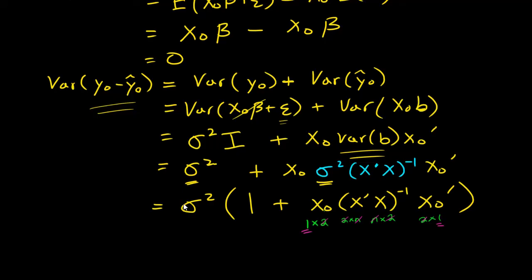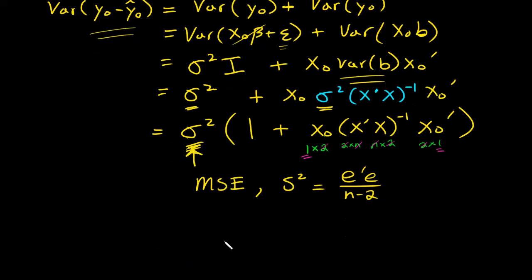Of course, this variance is not observed. We don't know sigma squared, the true model error variance. So a lot of times we'll use the mean squared error, which is s squared, the sum of our squared residuals, or e transpose times e, divided by n minus 2. Once you plug this in, we go from a normal distribution to a t-distribution. So now we're ready to write our 1 minus alpha prediction interval.